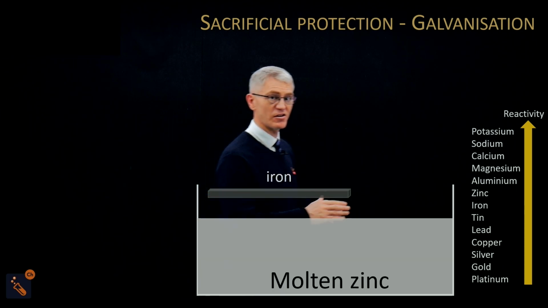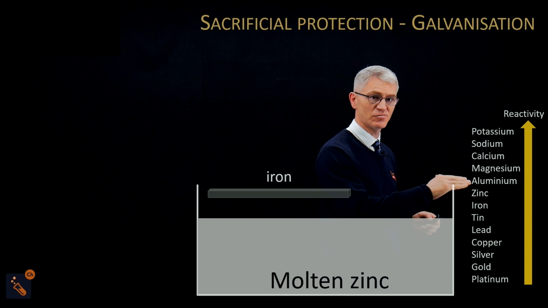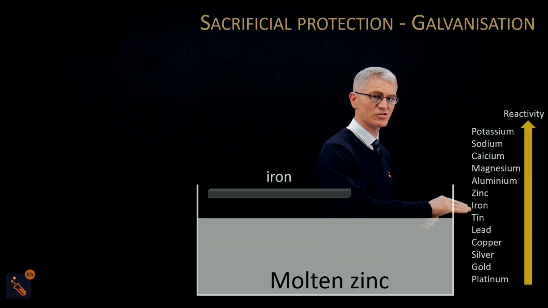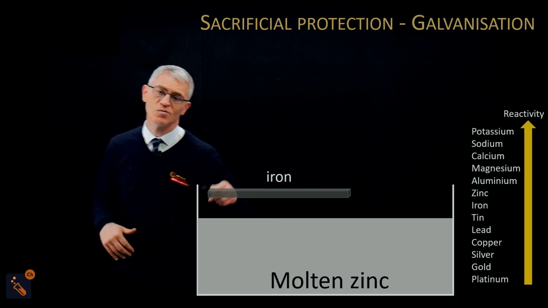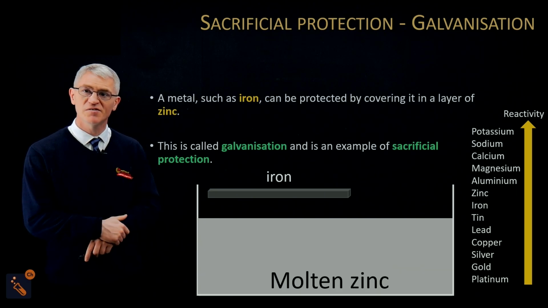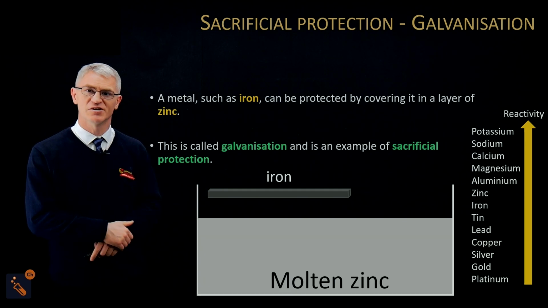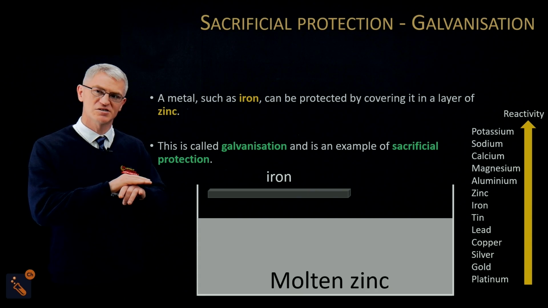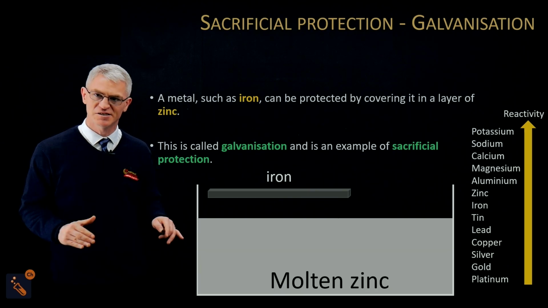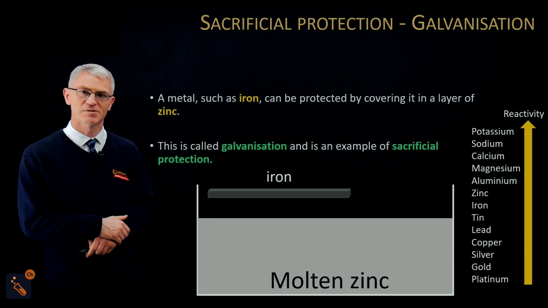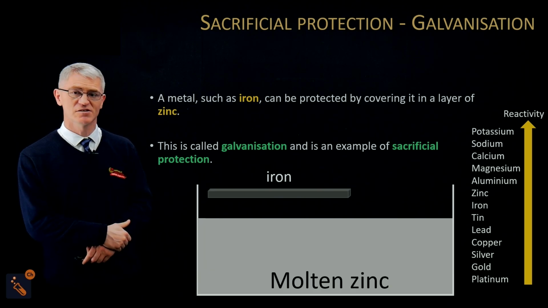Just before I do that, look at this reactivity series again. Just to remind you that aluminium has that aluminium oxide coating that protects it, because aluminium is really reactive. And then you've got your zinc and you've got your iron here. So we're going to take this iron, we're going to coat it in zinc. Metals such as iron can be covered in a layer of zinc, and this is called galvanization. That's an example of sacrificial protection. So we're sacrificing another metal to save the metal underneath, to stop the metal underneath from reacting. As you can see, zinc is more reactive than iron.